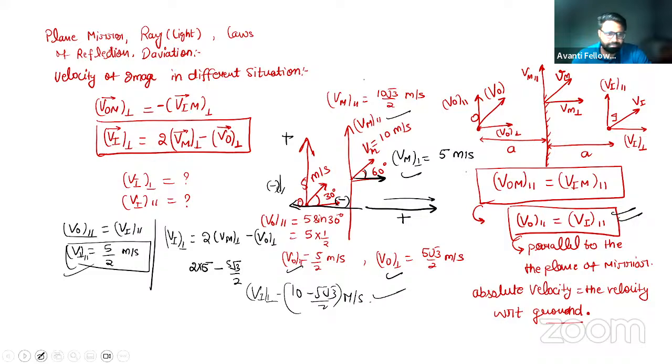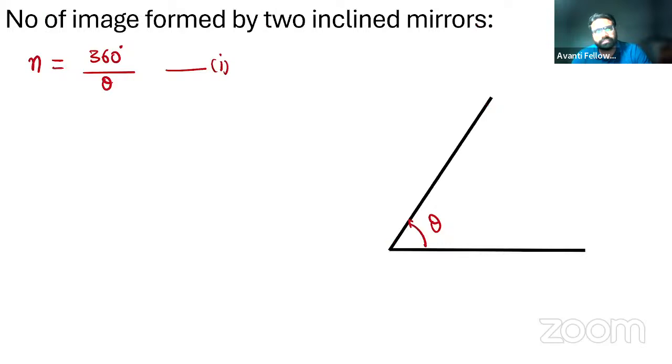ठीक है. लेट्स जस्ट मूव विद द नेक्स्ट टॉपिक which is the number of images formed by two inclined mirrors. ठीक है. अब ये मेरे पास दो inclined plane mirror है. कौन से मिरर है? प्लेन मिरर. तो प्लेन मिरर है तो नंबर ऑफ इमेज अगर मैं ऑब्जेक्ट यहाँ पे कहीं भी प्लेस कर देता हूँ, दिस इज द पोजीशन ऑफ ऑब्जेक्ट. ठीक है. then how many images due to this combination of the mirrors will form? So it will depend on the angle theta and the position of this object.